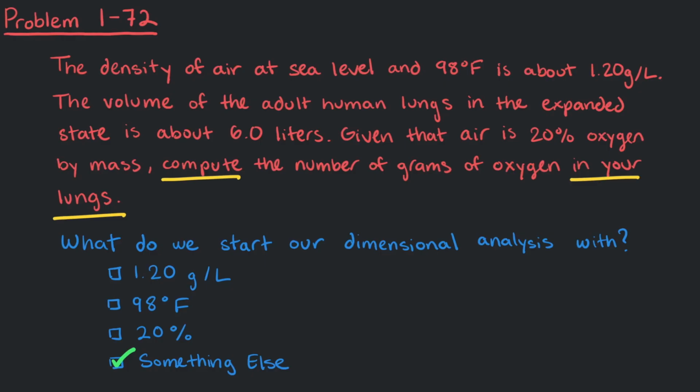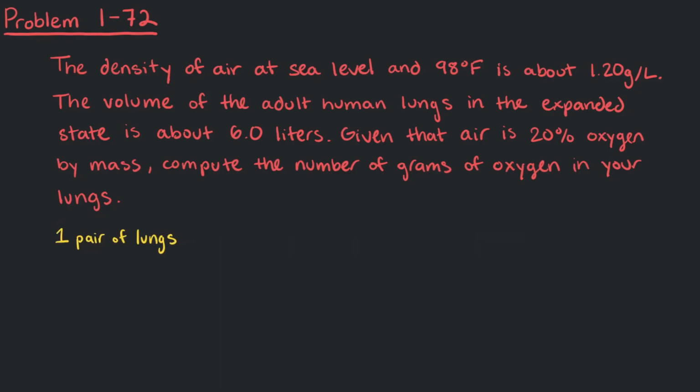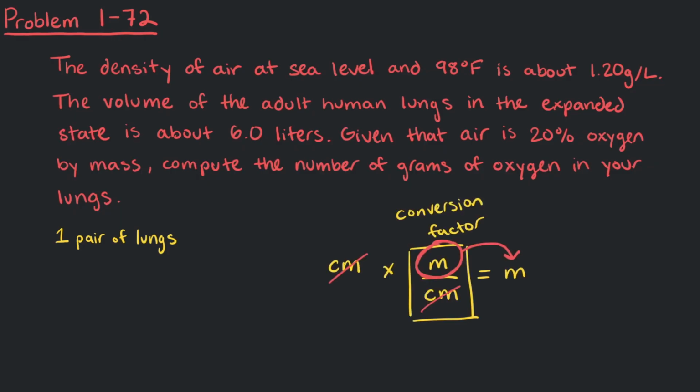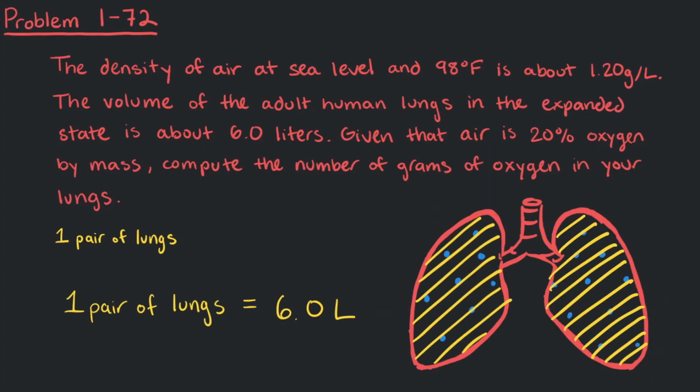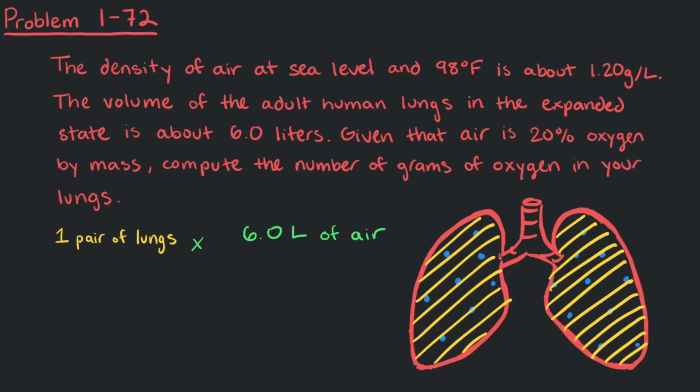We will start with the one pair of lungs. Everything we do from here will be multiplying by conversion factors, used to convert from one unit to another. Therefore, we know from the problem that one expanded pair of lungs equals 6 liters. So let's convert. Times 6 liters of air over one lung. Now we have the volume of one pair of lungs can contain when filled with air.